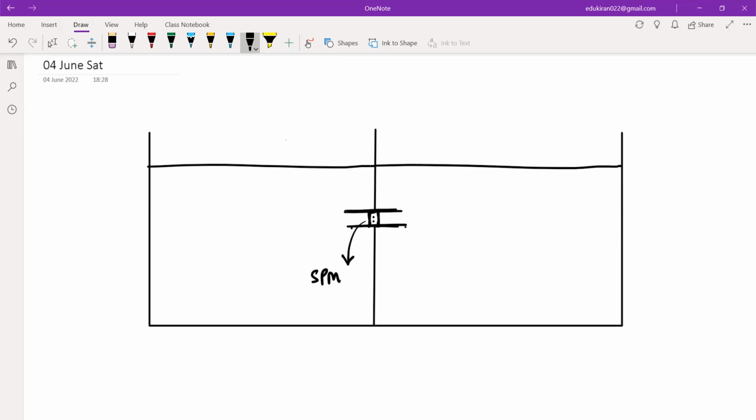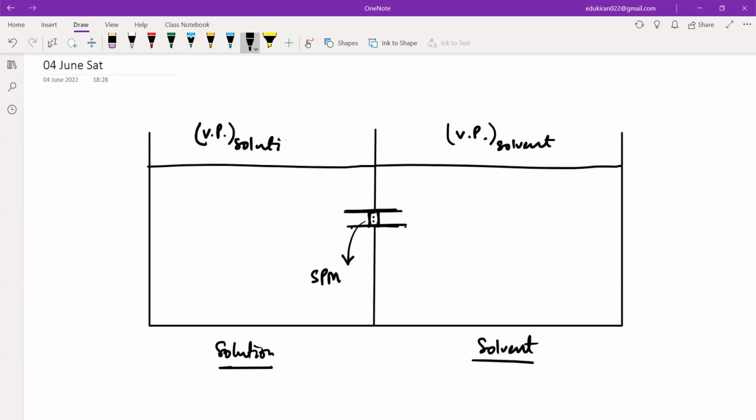Here we have only solvent, and here we have solution. And there will be a vapor pressure of solvent, and there will be a vapor pressure of solution. We know the vapor pressure of solution will be lowered, yes or no? And the vapor pressure of solvent will be larger.